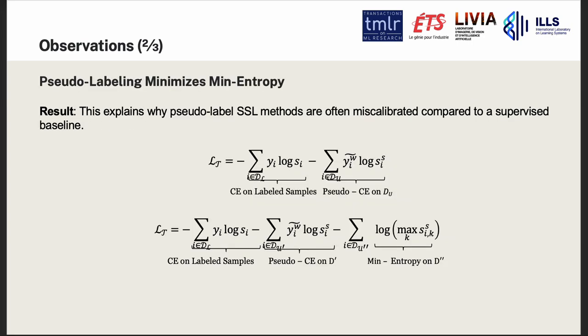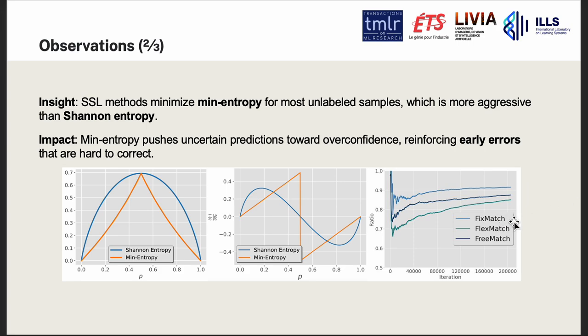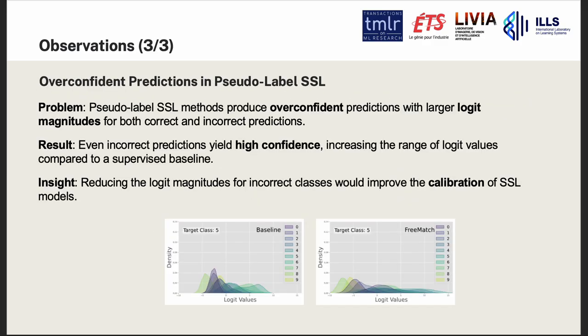In particular, as shown in the figure, after some iterations, more than 80% of unlabeled samples included in the training shared the same pseudo-label between weak and strong augmentation, regardless of the approach we analyze between FixMatch, FlexMatch, and FreeMatch. Moving further, another significant issue we identified is the generation of overconfident predictions in pseudo-label SSL. We noticed larger logit magnitudes for both correct as well as incorrect predictions, even when compared to the supervised baseline, which means that now even wrong predictions come with very high confidence.